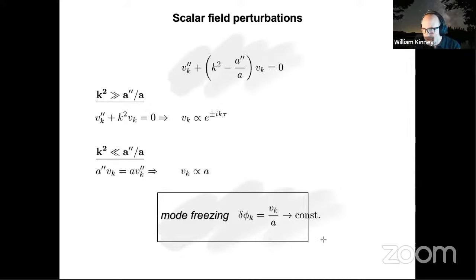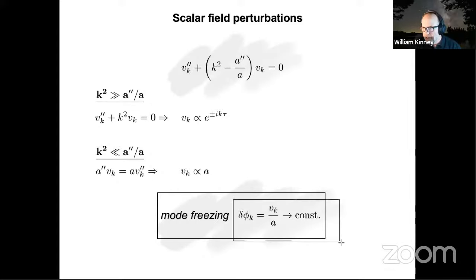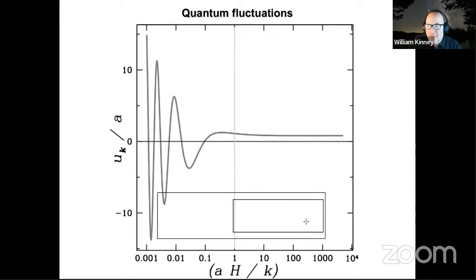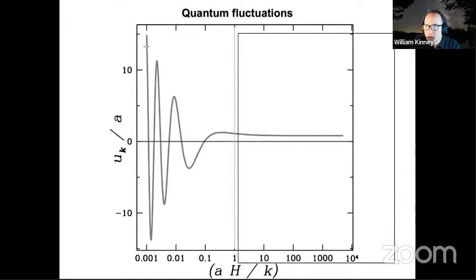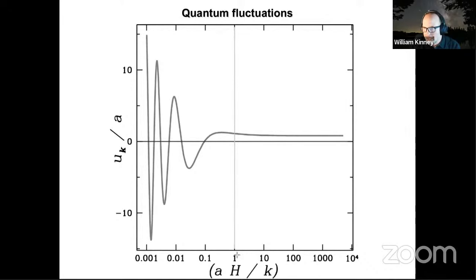In fact, the physical degree of freedom is delta phi. So in this super horizon limit, in the asymptotic long wavelength limit, what we find is that this mode undergoes what's called mode freezing: delta phi_k, which is V over A, goes to a constant. This can be seen schematically here. This region over here is smaller than the horizon size. This region over here is larger than the horizon size. This vertical line is the horizon.